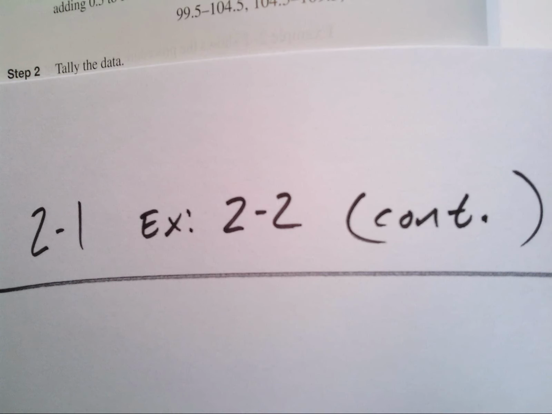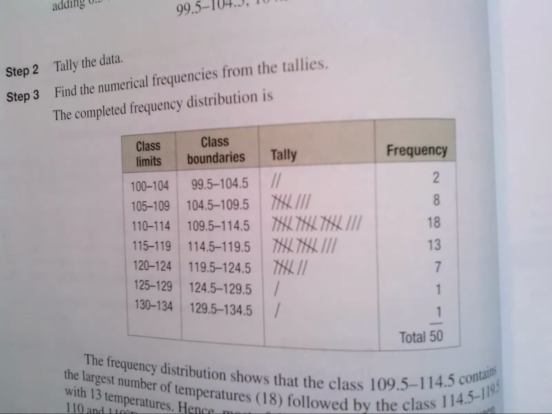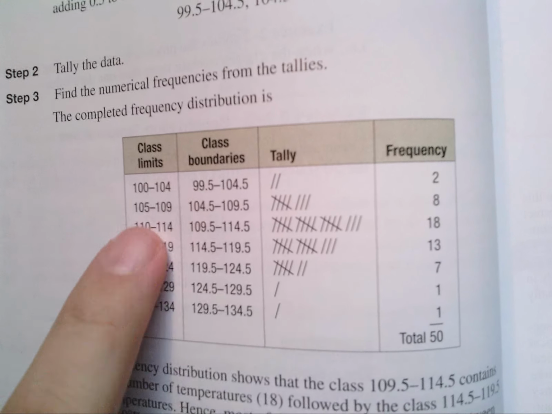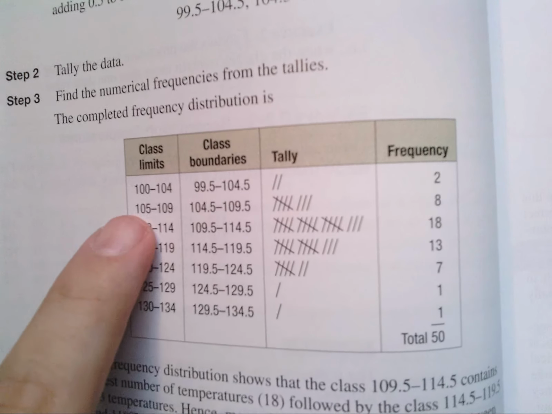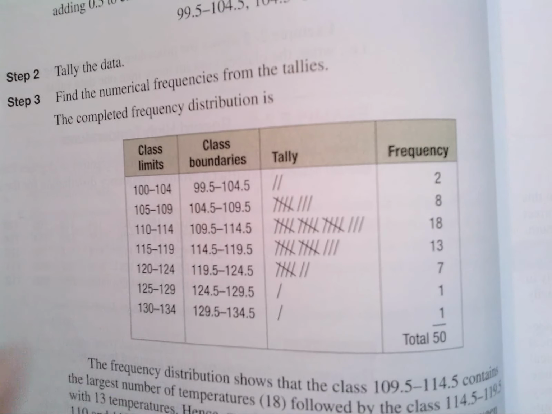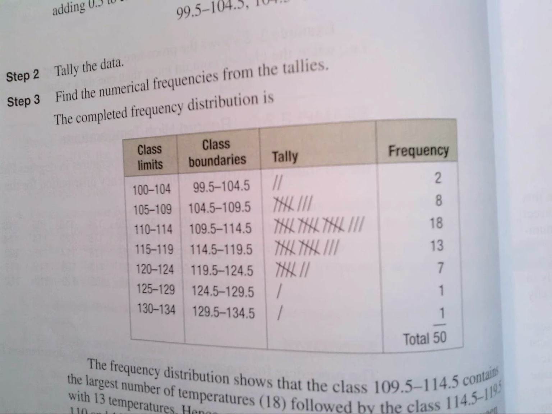Continuing example 2.2 from chapter 2, section 1, if we had constructed our frequency chart, we would have our class limits, and what I want you to see here is we go from 100 to 104. Well, how many values is between 100 and 104? 5 of them. 100, 101, 102, 103, 104.